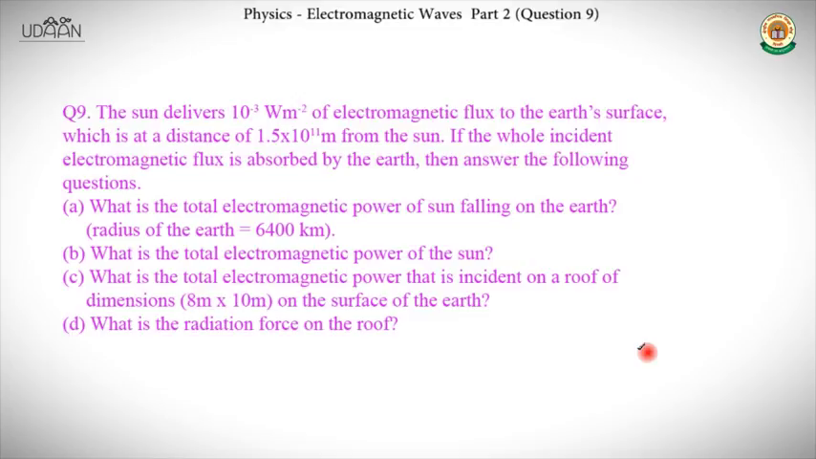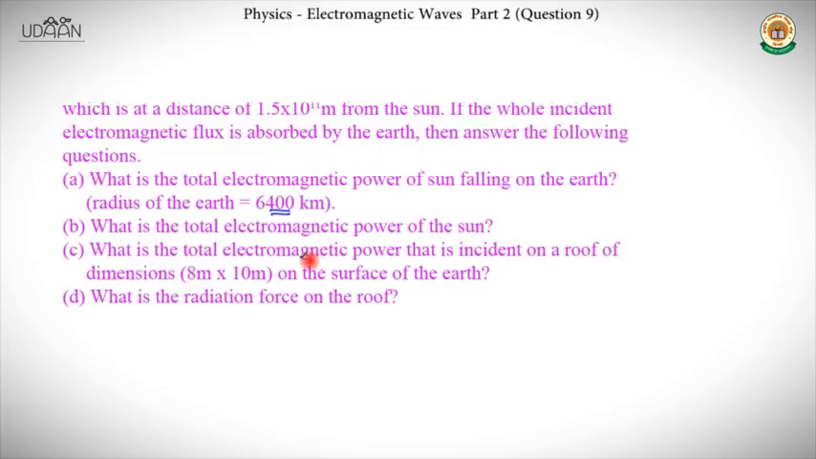For this first part of this problem, we have been given the radius of the earth as 6400 kilometers. And since the flux is also given, the total power of the electromagnetic flux that the earth absorbs is equal to the flux multiplied by the total area. This will give us the power.